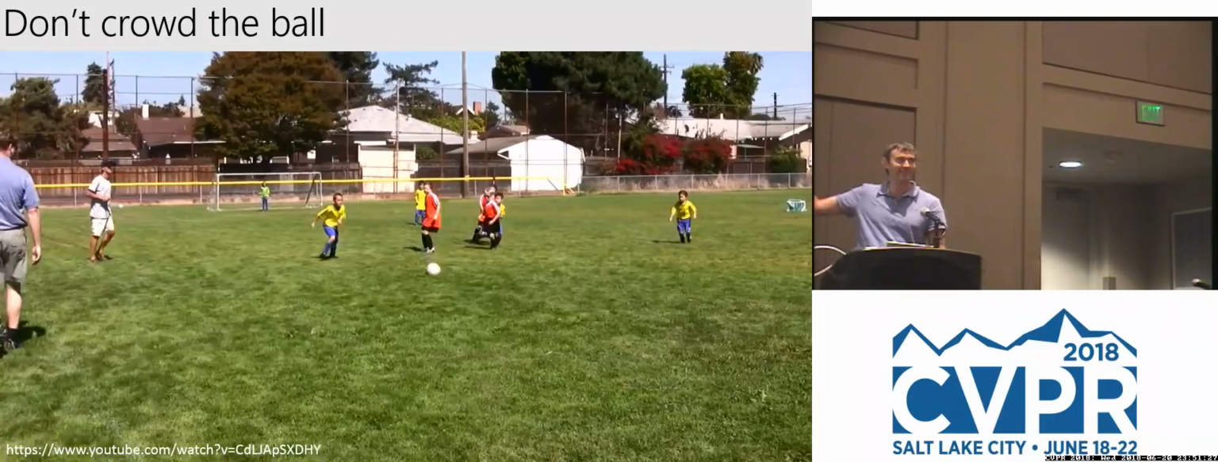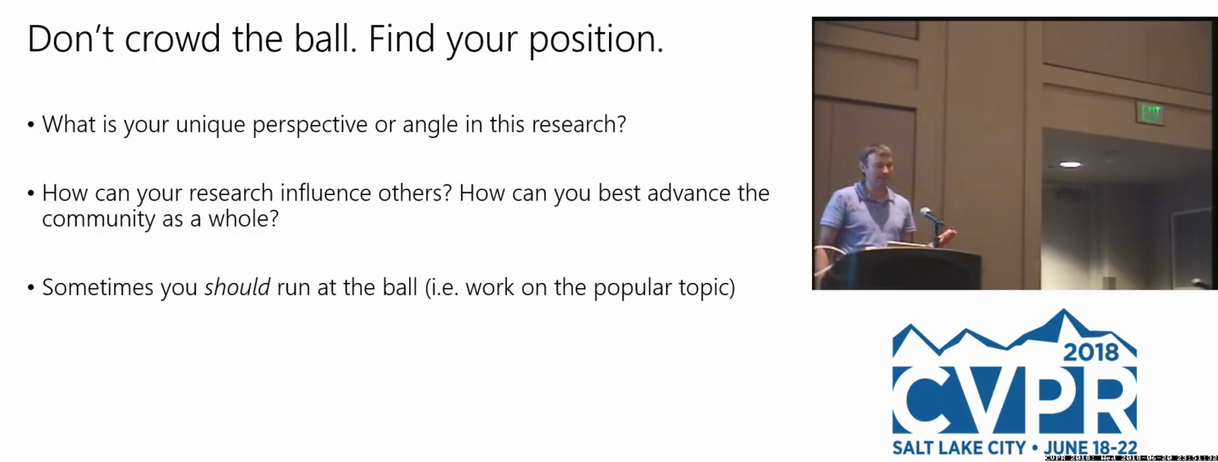So for research, what this means is don't crowd the ball, try to find your position. What's your unique perspective or angle? For me, for example, I was always extremely interested in object detection, but I knew that people like Ross Girshick and Deva Ramanan were much better at it than I am. So instead, I did things like context and building tools to analyze object detectors, which would magnify their impact, because these were things that I thought I had some different idea that might be able to contribute to the area and didn't put me in direct competition with people that were better at that than I am.